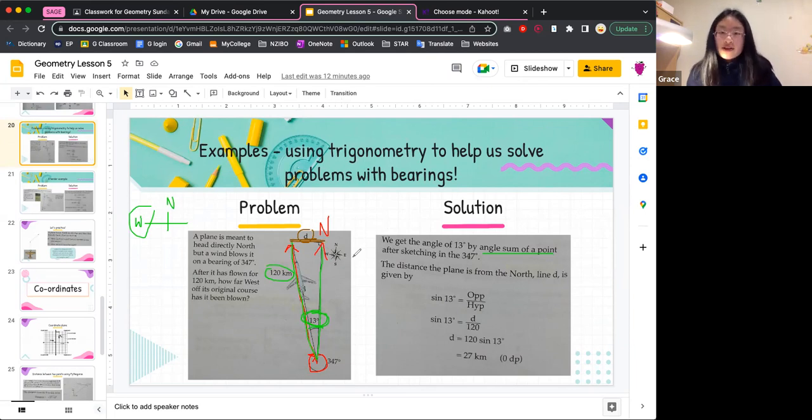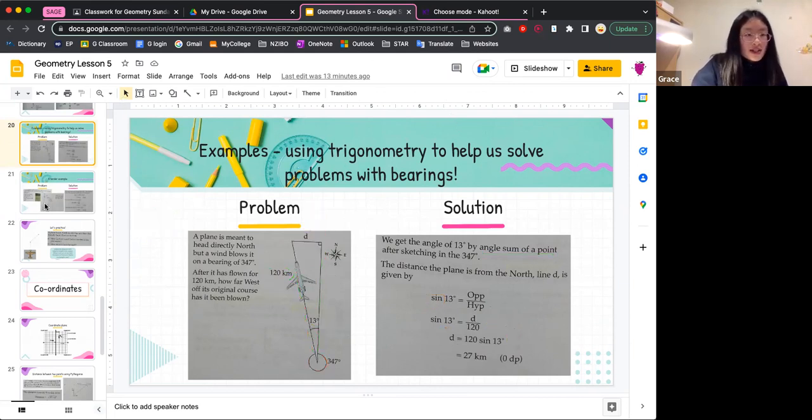So now that we've got a right angle triangle, we can label the sides. We know the hypotenuse, and we want to find the opposite side to this angle, so we can use sine. And we know the angle too, so we're going to do sine of 13. We just plug the values in, and you guys know the deal with the equation. And that's what we come out to. So this was a more straightforward example.